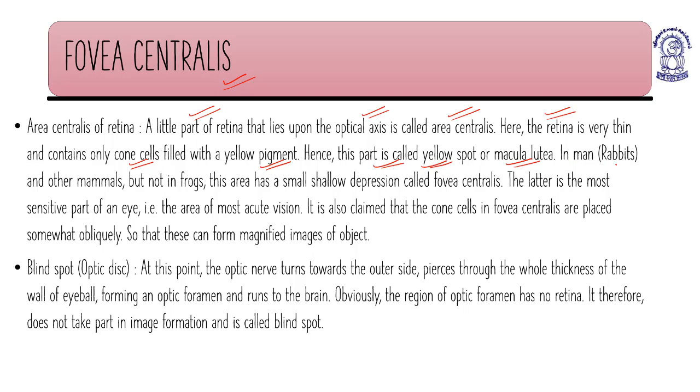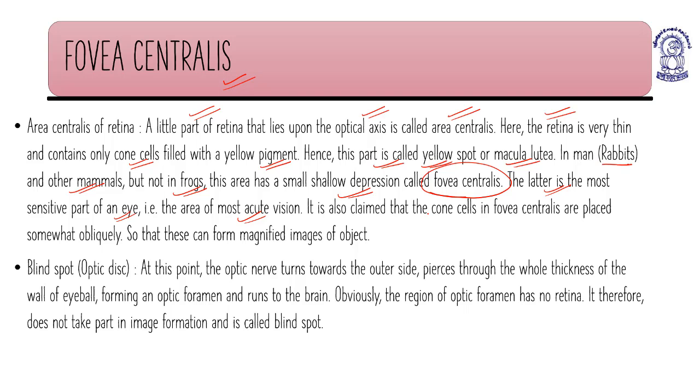In man, rabbits and other mammals, but not in frogs, this area has a small shallow depression called the fovea centralis. So the fovea centralis is present in man, rabbits, and other mammals, but not in frogs. It is the most sensitive part of the eye, the area of most acute vision.